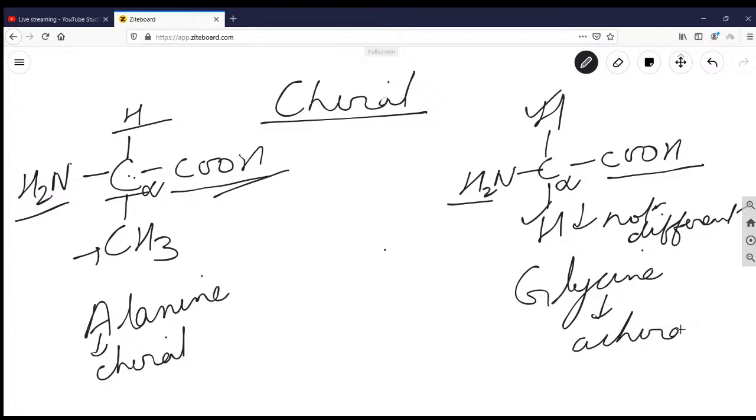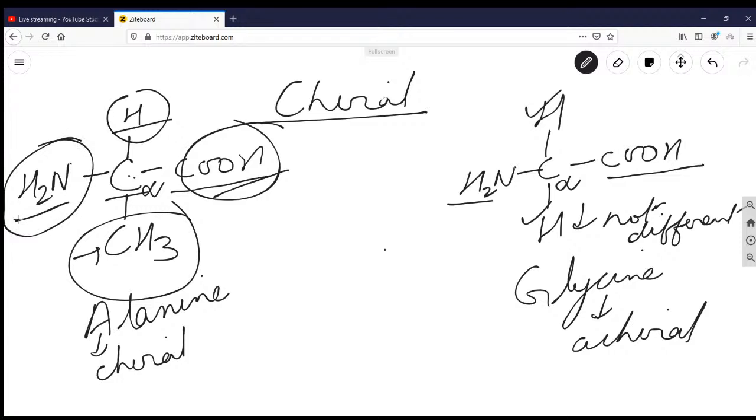So this is a very important NEET question: which amino acid is achiral in nature? Only one amino acid is achiral, that is glycine, the smallest amino acid, because the 4 groups attached to the alpha carbon, the central carbon, are not all different. The two are the same, H and H. In any other amino acid, the 4 groups attached to the central carbon will be different: CH3 is different, COOH is different, H is different, H2N is different.